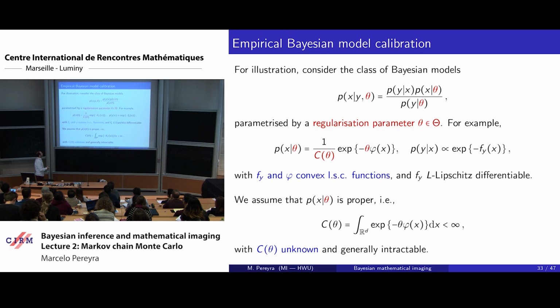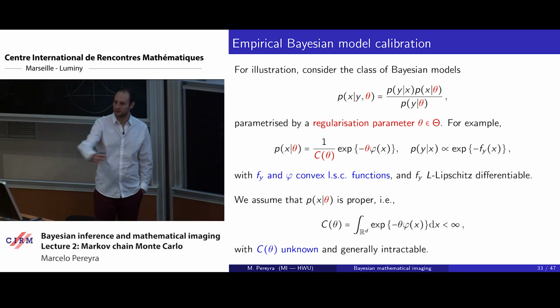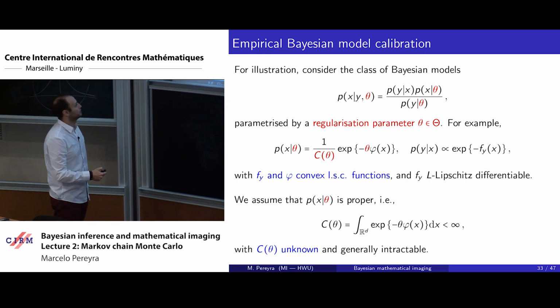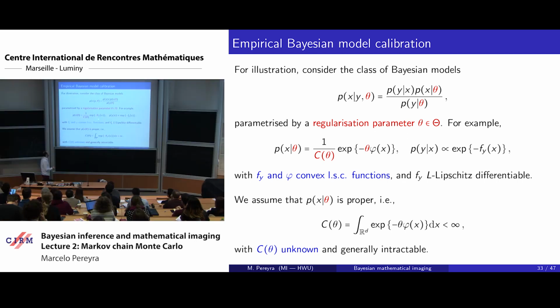So let's say I have a class of models indexed by a regularization parameter that I don't know. Each time you fix your regularization parameter, you have a valid cost function, a valid statistical model. But you don't know which one to use, so you have a class of models indexed by this parameter. And let's assume for today that the shape of my prior is like this: I have exponential of minus theta, some penalty function. And I'm in the case where everything is convex and nice, and if I had the value of theta, I would be able to solve this efficiently, but I don't.